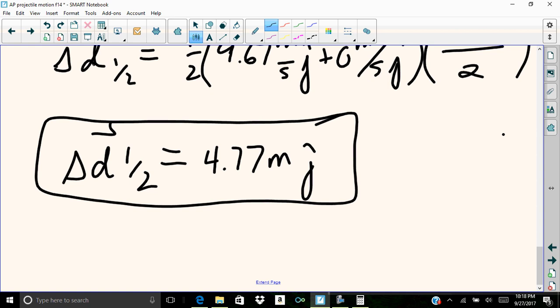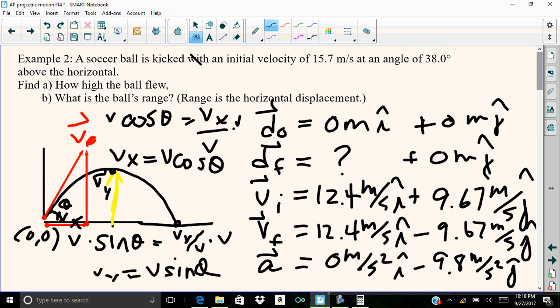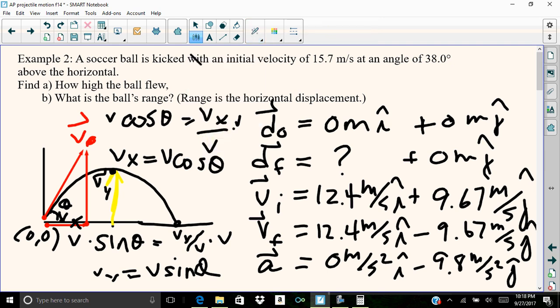Okay, so let's go ahead and recap here on the full projectile problem. The first thing you need to do, draw a picture. Second thing you need to do, draw your reference point. In this problem, it's 0, 0. Okay? Let me go ahead and change this so I can show you my magic pen. This is actually kind of cool.